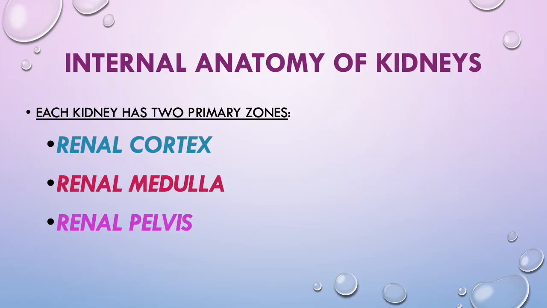Now we're going to talk about the anatomy of the kidneys and then the primary zones, right? So we're going to have a renal cortex, a renal medulla, and then where things start to drain down, the renal pelvis, okay? We already talked about the capsule, which is above. Then we have the renal cortex and then the renal medulla, and things are going to start to drain here from the renal pelvis to the ureters, right?